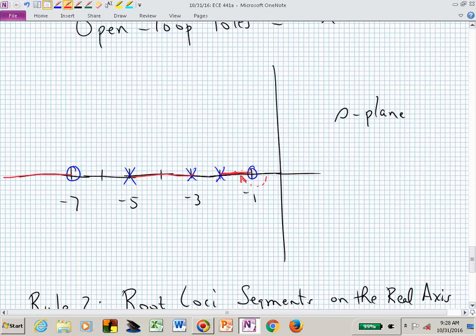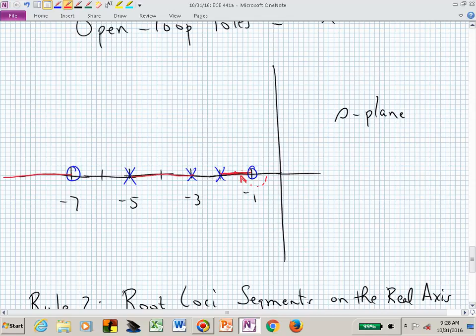Is there any question on which segments of the real axis belong to the root locus? Do you see why it has to be an odd number? We need the angle to be -180. If we looked at -2.5, then the 0 contributes 180, the pole contributes 180, that's a net 360. So that's not -180. That's where this odd comes into play.